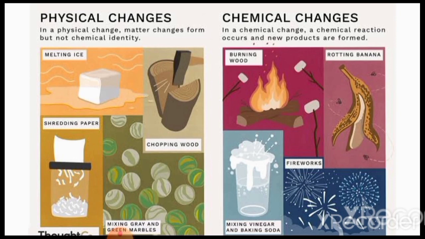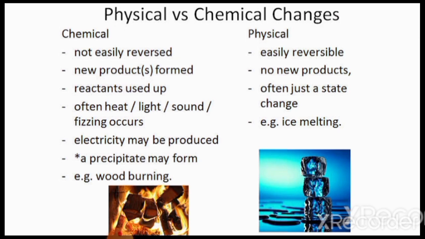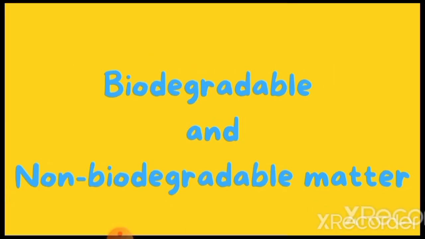So physical changes do not form new substances, while chemical changes form new substances. And it is also important that physical change can be easily reversed, while chemical change cannot be easily reversed. Physical change does not produce heat or light or fizzling sound, but chemical change does.